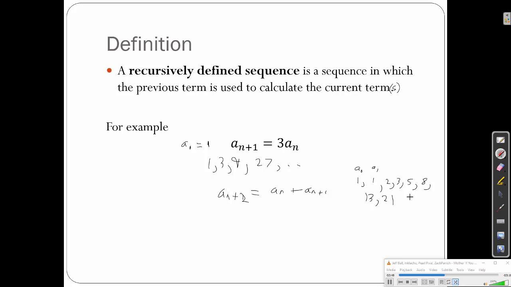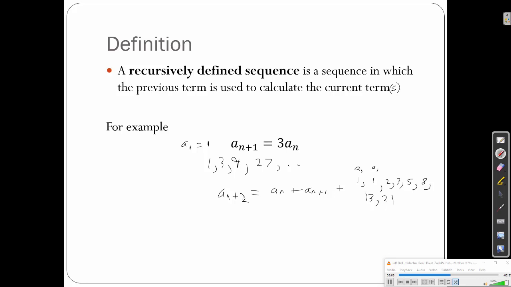The Fibonacci sequence is a very interesting sequence, especially in these seemingly random places it seems to show up in nature. There have been lots of interesting videos done on YouTube and different places about that, so it might be worth looking up, but certainly it's a recursively defined sequence based on the previous terms.